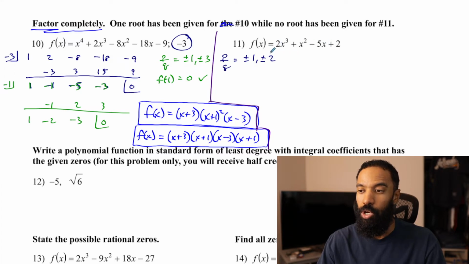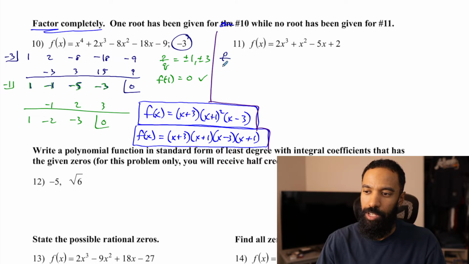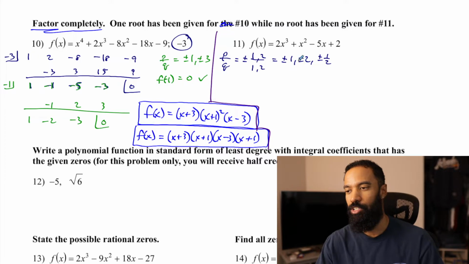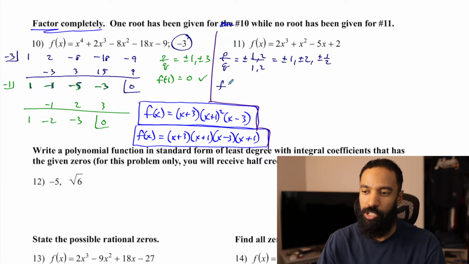Let me write that again, our p's over q's. Factors of 2 are 1 and 2, so we're going to divide 1 and 2 by 1 and 2. That sounds weird. But 1 and 2 divided by 1 is 1 and 2, plus or minus. And then 1 divided by 2 is 1/2. 2 divided by 2 is 1, so we're going to leave those out because it's already a duplicate. So there's 6 possibilities. Let's start at 1, and that's 2 plus 1 minus 5 plus 2. That is 0.